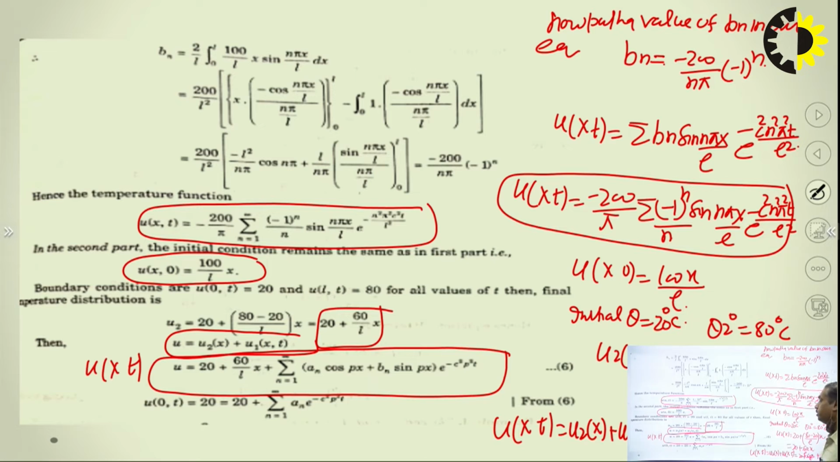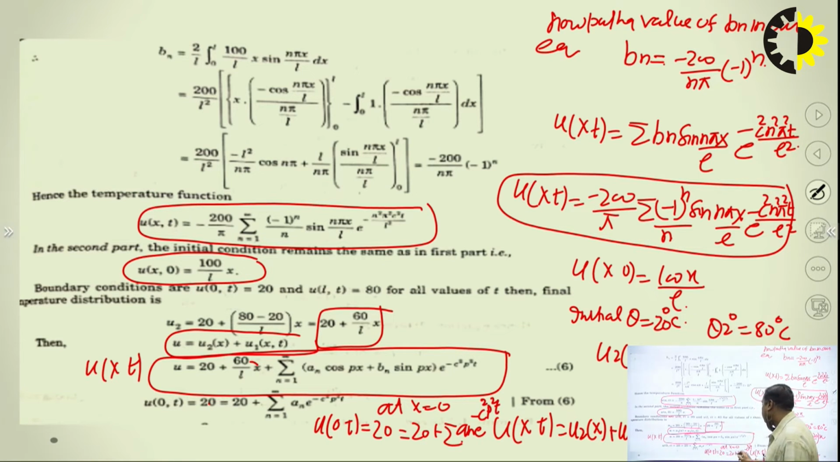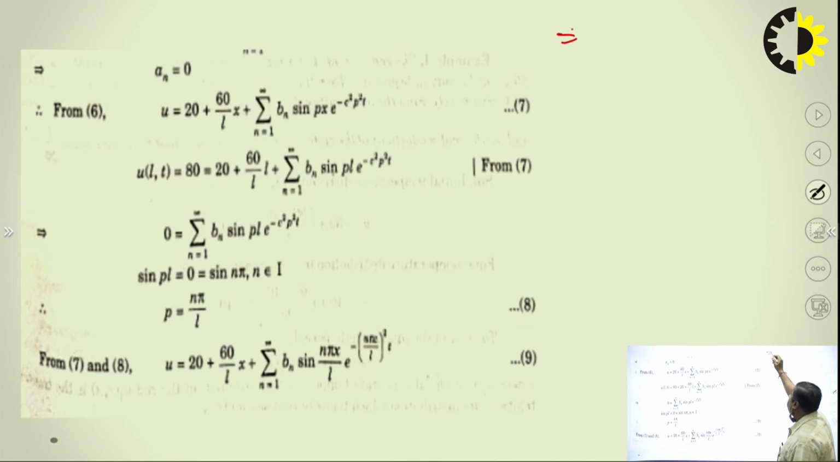Now we shall take the initial condition at x = 0. At x = 0, cos 0 is 1 and sin 0 is 0, so it becomes an cos 0 times e to the power minus c squared p squared t, and x = 0 gives 20. So u(0,t) = 20. Putting x = 0, the value is 20 on the left, and on the right 20 plus summation an e to the power minus c squared p squared t. The 20 cancels out, and this implies an = 0.